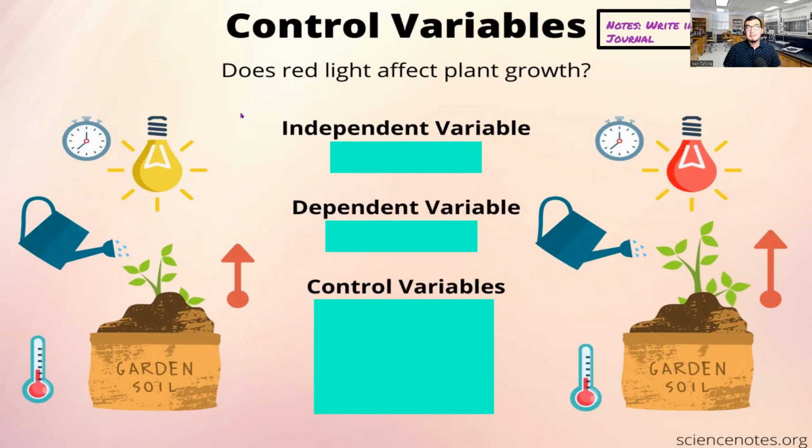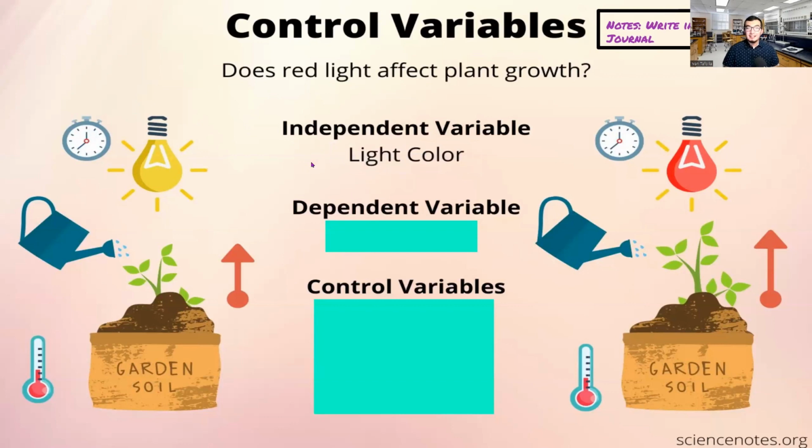So in this example, does red light affect plant growth? We're going to be changing the light. All right. So we have the natural sunlight, and then now we're doing red light. So the red light is going to be our independent variable because that's what we're changing. So it's going to be light color.